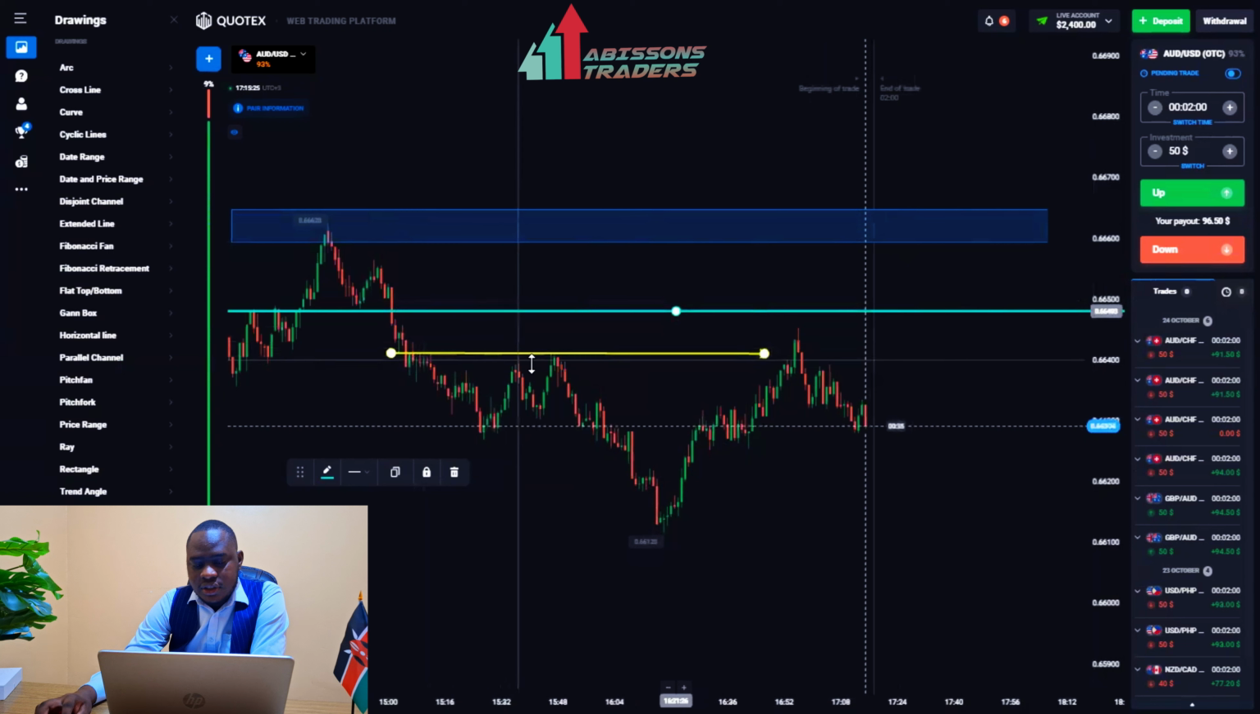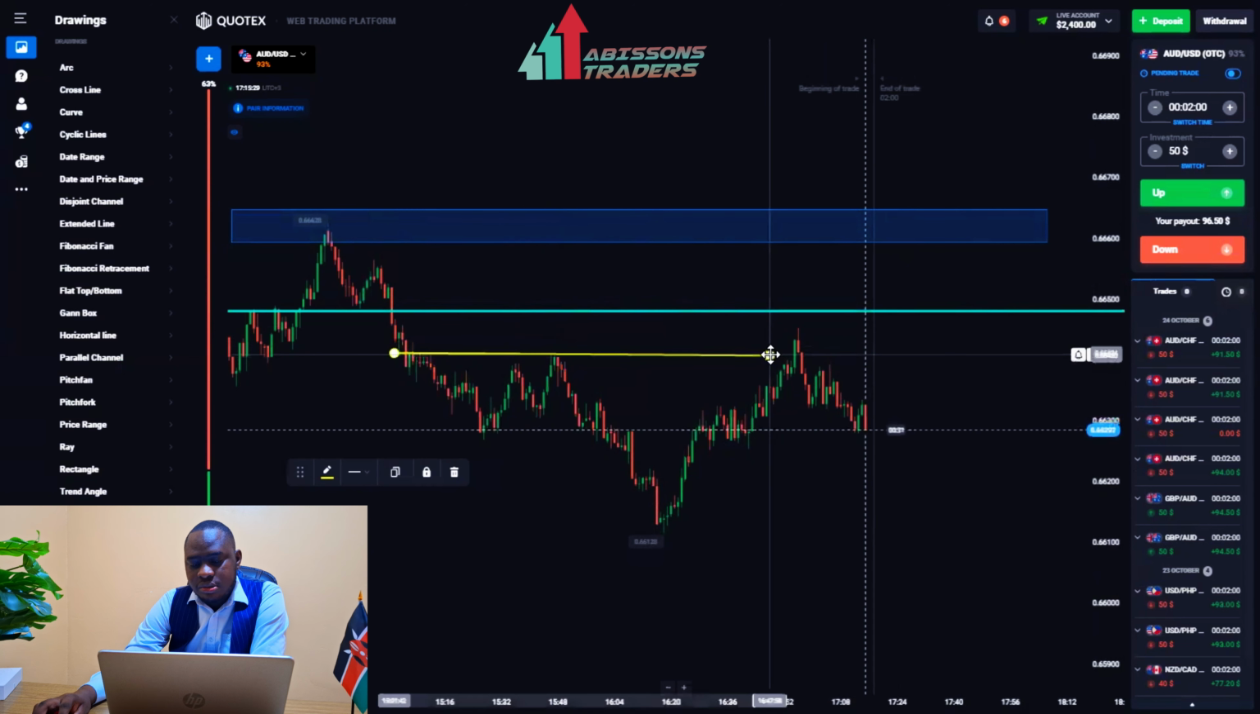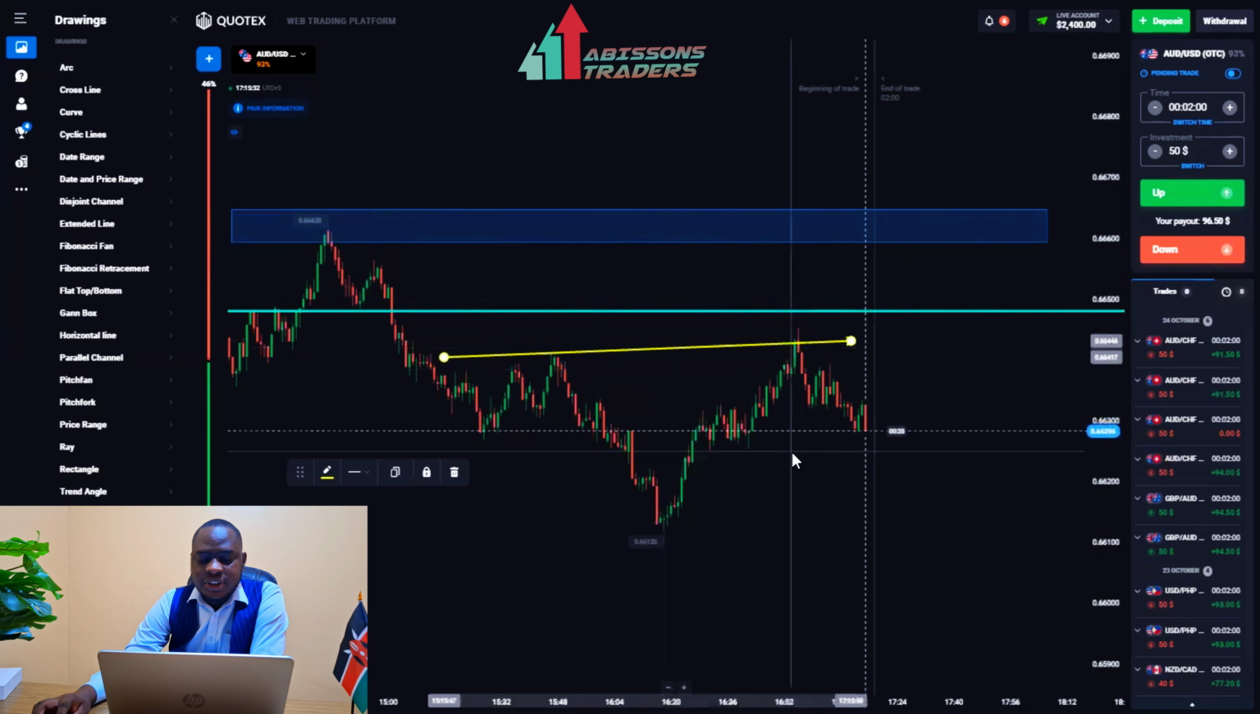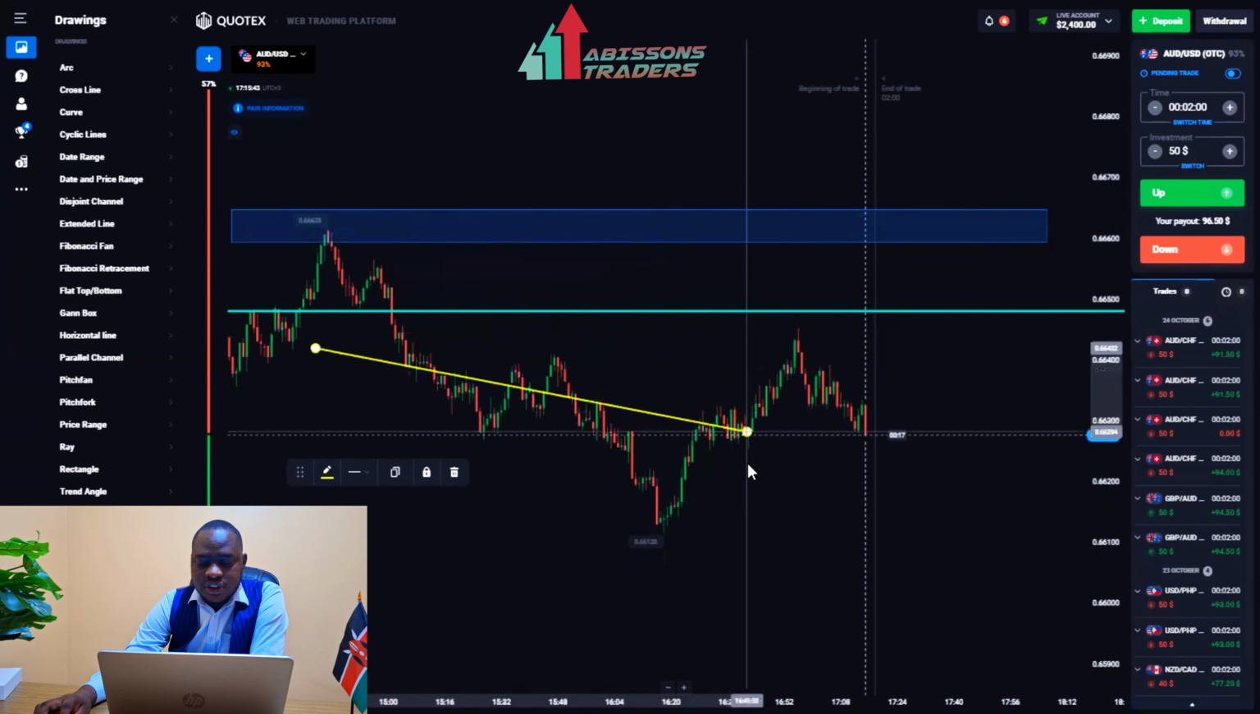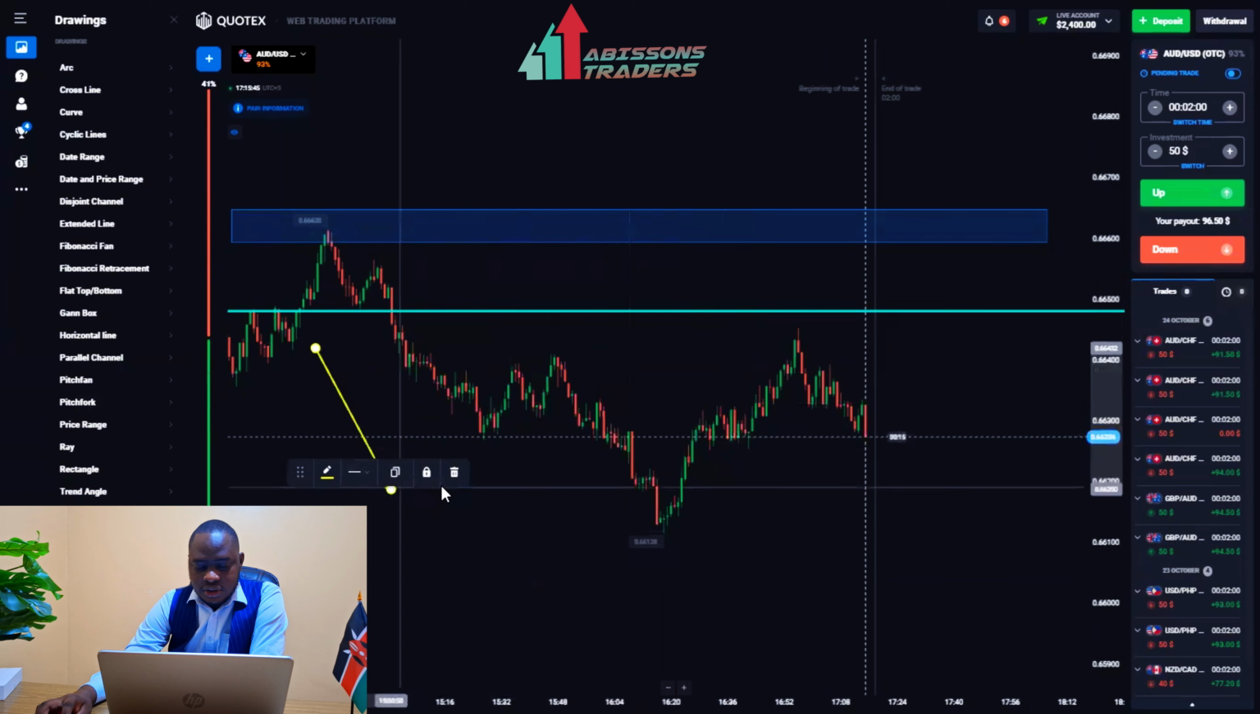But this one is adjustable, so you can put it in a wrong way and end up taking wrong entries. All right, so it's better to use the ones which are straight than this one which is adjustable. Right.